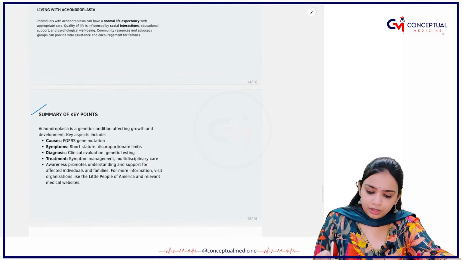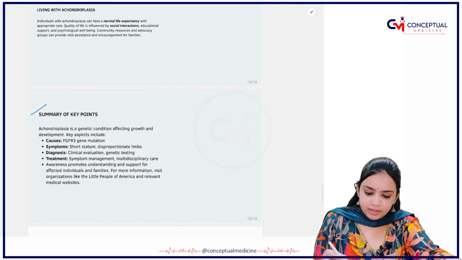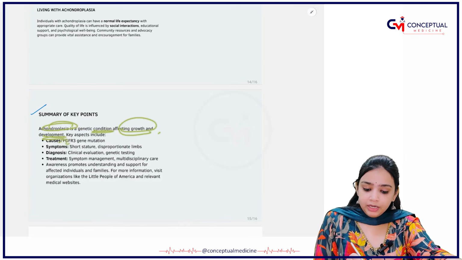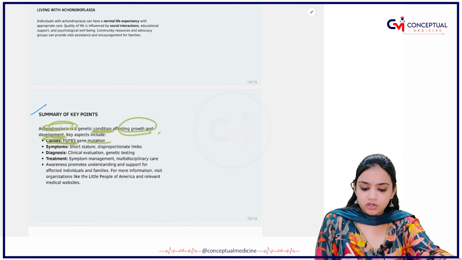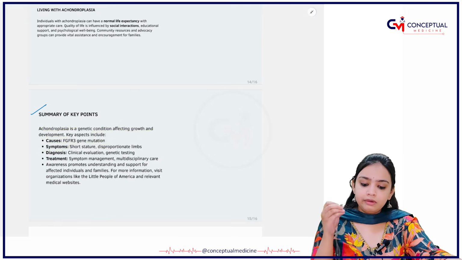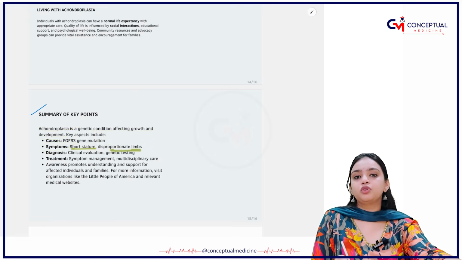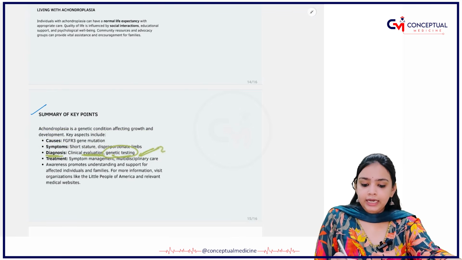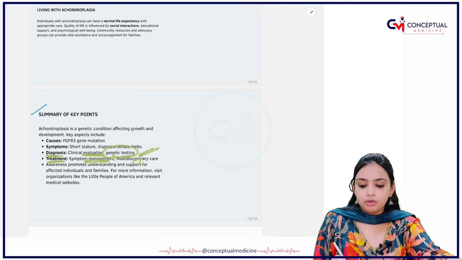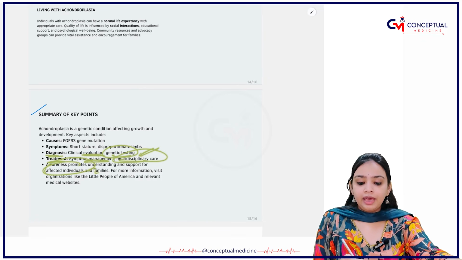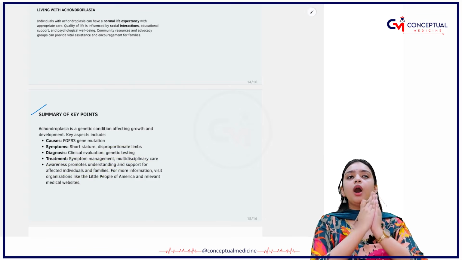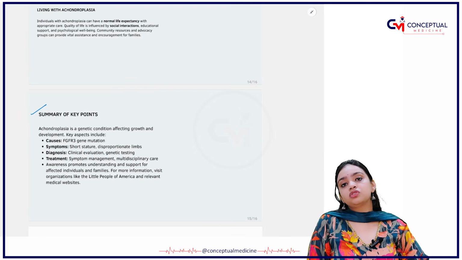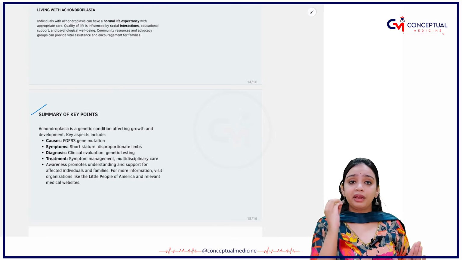These are the summary points. What are the summary points you need to know? Achondroplasia is a genetic condition which affects growth and development. The cause is an FGFR gene mutation. Symptoms are that the person will have short stature and disproportionate limbs. Diagnosis will be based on clinical evaluation and genetic testing. For the treatment, you have to give symptomatic management, and awareness is very important. You have to ask the parents, if possible, please do the prenatal diagnosis, because prevention is better than cure.